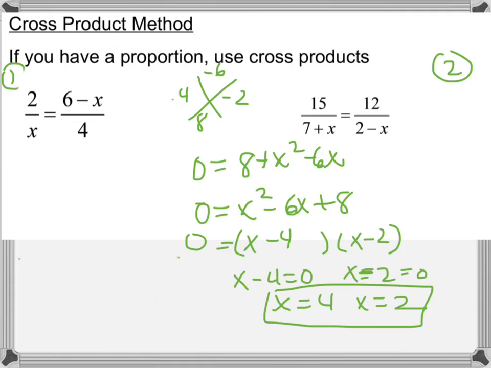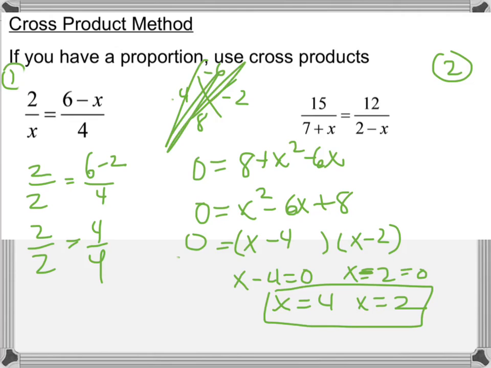Now let's check these solutions to see if they work. If I put 4 in, I'd have 2 fourths is equal to 6 minus 4 over 4. So 2 fourths is equal to 2 fourths. That's correct. Okay, let's check 2 rather. It says that 2 over 2 is equal to 6 minus 2 over 4. And so 2 over 2 is 1, 6 minus 2 is 4, and 4 over 4 is also 1. So that also checks out too. So those are my two solutions.